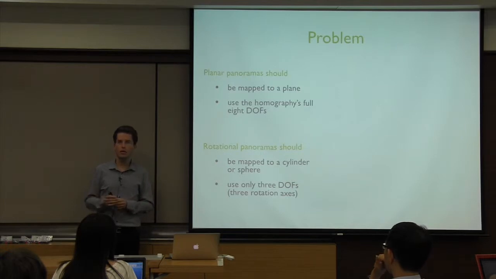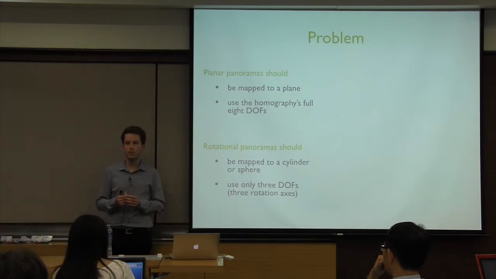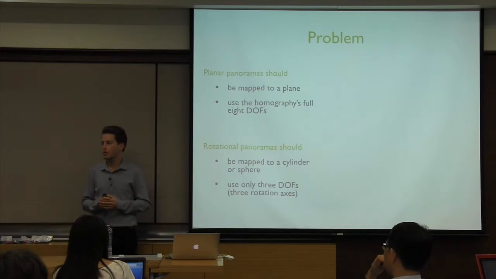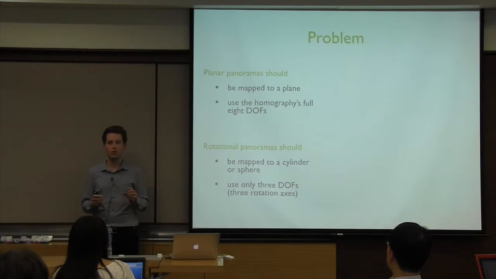On the other hand, when we have a rotational panorama, we want to map it onto a cylinder or a sphere. And we only want to use 3 degrees of freedom, which are the 3 rotation axes. That is what state-of-the-art suggests. This is very important to choose the correct mapping surface.